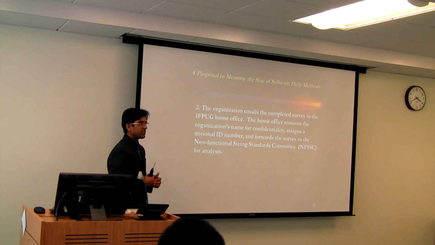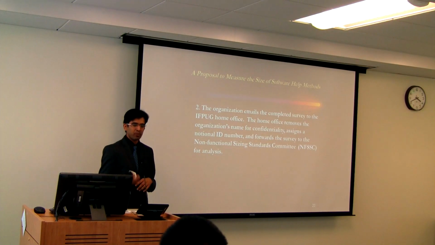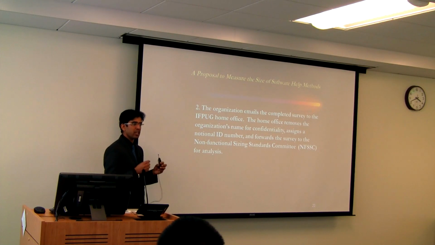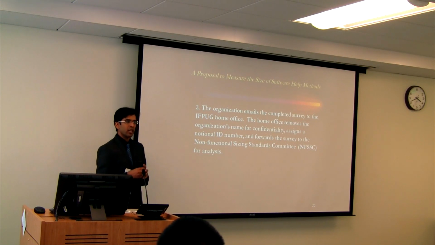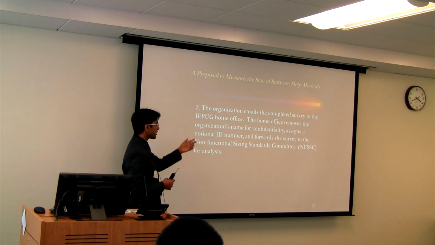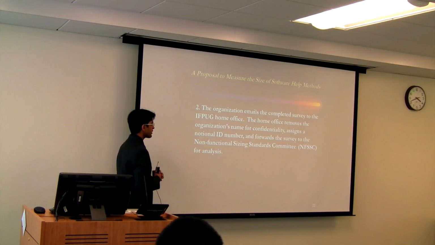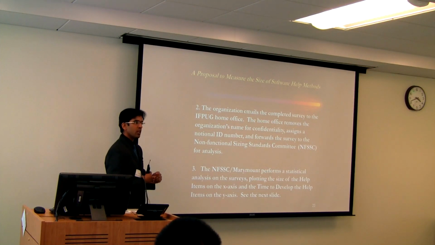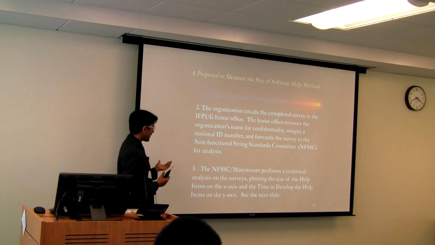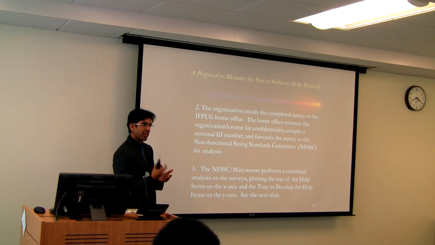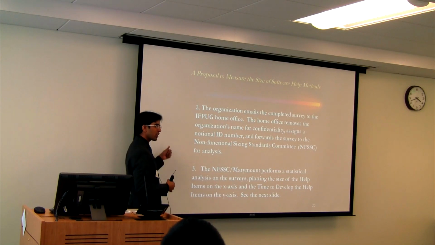Once they fill in the survey, they are going to email it to the IFPUG committee, the home office there. They are going to remove the name of the company for confidentiality, put an ID number on the survey, and then send it to the non-functional sizing standards committee, in this case Marymount University. Once they receive the survey data from the IFPUG home office, we are going to conduct a statistical analysis on these surveys. We are going to plot the size of help methods on the x-axis, and the work effort on the y-axis.